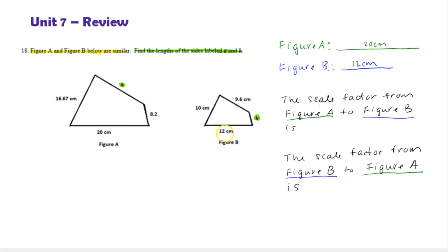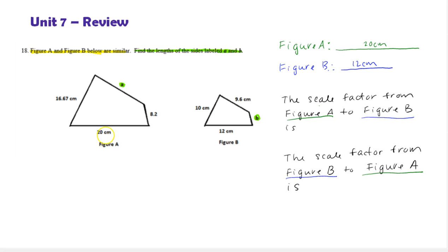So this side corresponds to this side, and we know both numbers, 20 and 12. These sides correspond, and we know both numbers. 8.2 corresponds to B, but we don't know what B is, and 9.6 corresponds to A, but we don't know what A is. So we have two options for finding the scale factors. We can either use these two sides, which I don't want to use because this has a decimal, or we can use 20 and 12, which I'd prefer to use. And notice our answers would be a little bit different. This is a rounded number, but we'd be close in either case.